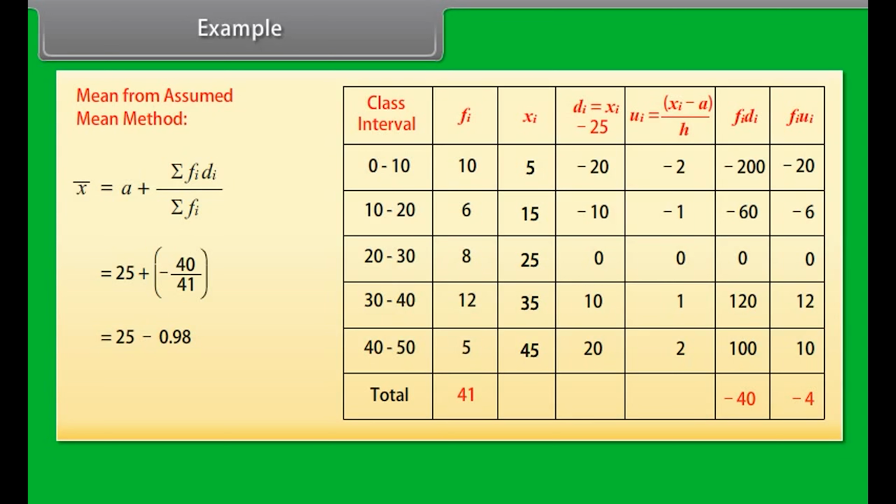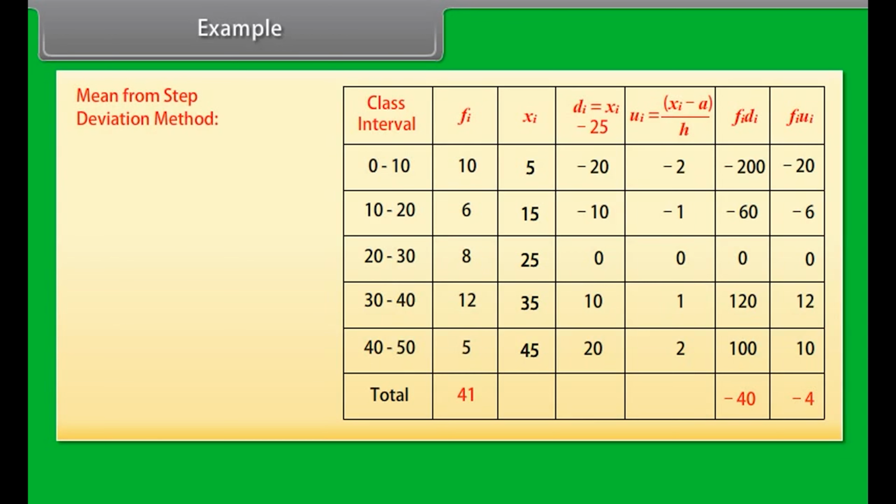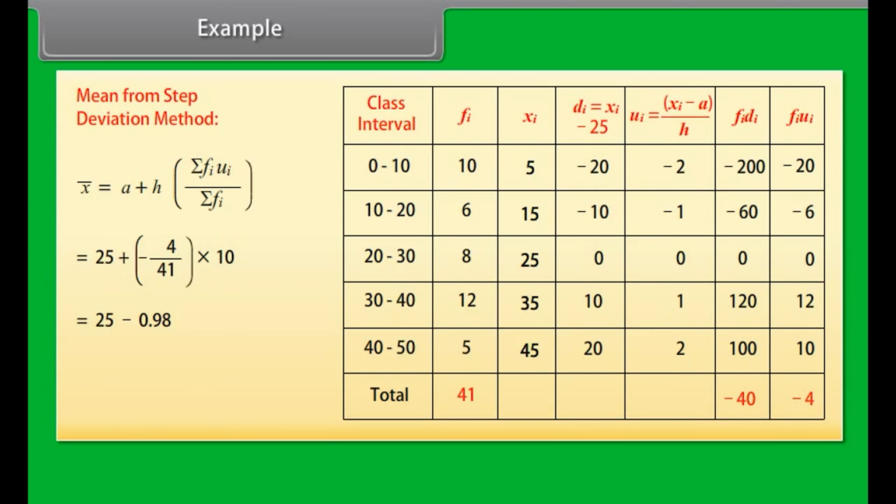25 minus 0.98, 24.02. After this, we find the mean using the step deviation method by using the formula: assumed mean plus h multiplied by summation of the product of fi and ui divided by summation of fi. 25 plus minus 4 by 41 multiplied by 10. 25 minus 0.98, 24.02.